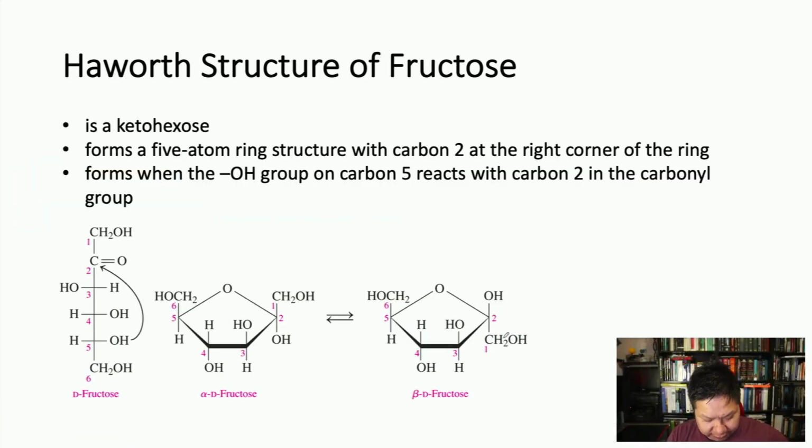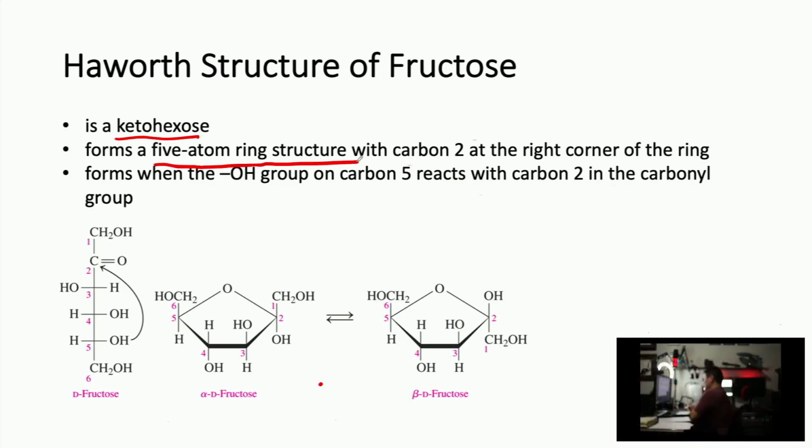So, let's take a closer look at the Haworth structure of fructose. Fructose is a ketohexose, right? But it's different because it forms a 5-atom ring structure, instead of a 6-atom ring structure like glucose did in the previous slide.